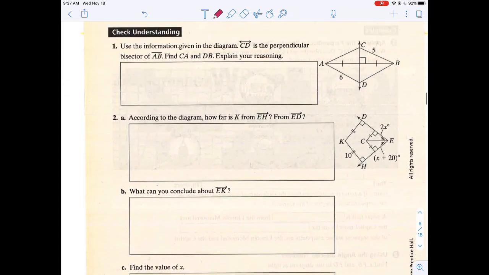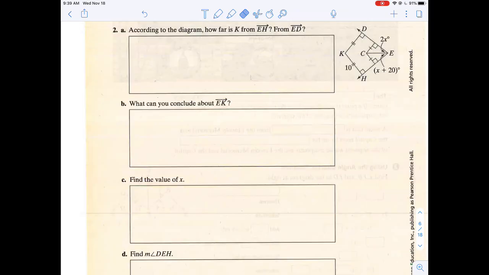Okay, there are a few check for understanding problems to do. I'll make a short video about how to do those problems as well. Right now, go ahead and try those problems, see how you do, then you can watch the video, check your answers, and get started on the homework.